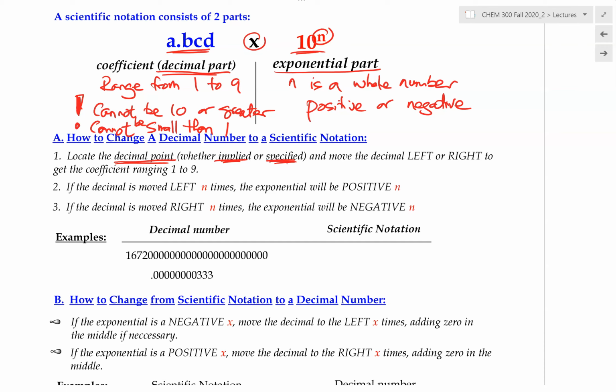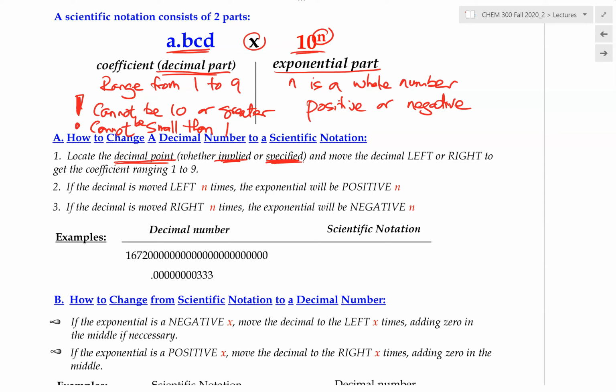And the other type of decimal point is the specified decimal point. The specified decimal point is the one that is written out. So these are the two types of decimal point. And yes, in chemistry, they actually have different meanings. So first, we need to locate them.